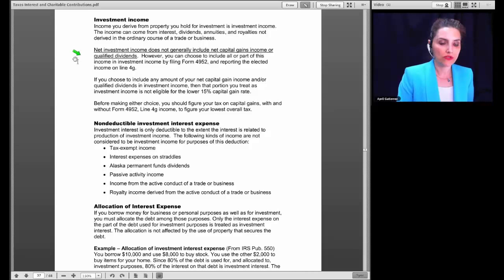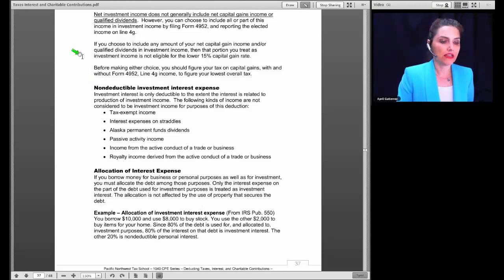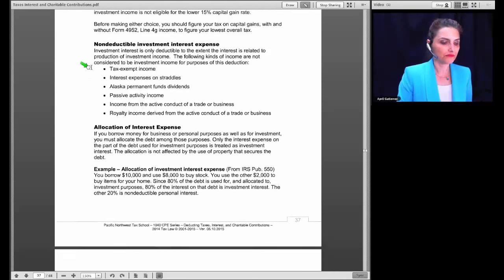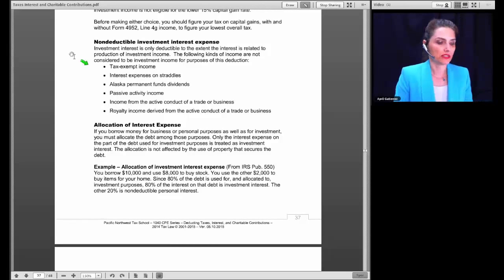And if you do so, you need to complete Form 4952 and show how much of this type of capital gain income you are choosing to treat as investment income. If you choose to include any of your net capital gain or qualified dividend income as investment income, then that portion that you treat as investment income is not eligible for the lower capital gain rate, usually 15%. Before making either choice, you should figure your tax on capital gains with and without Form 4952 to figure your lowest overall tax. So non-deductible investment interest expense.